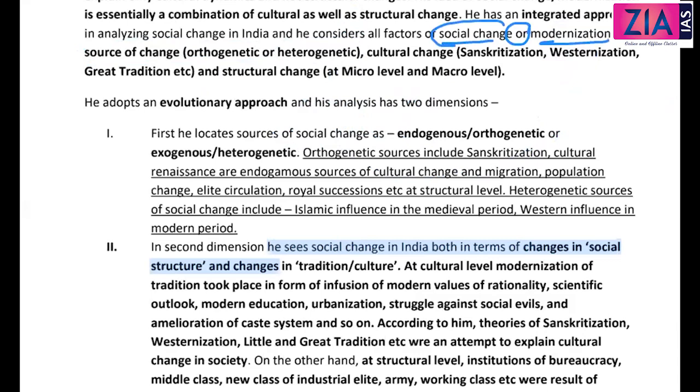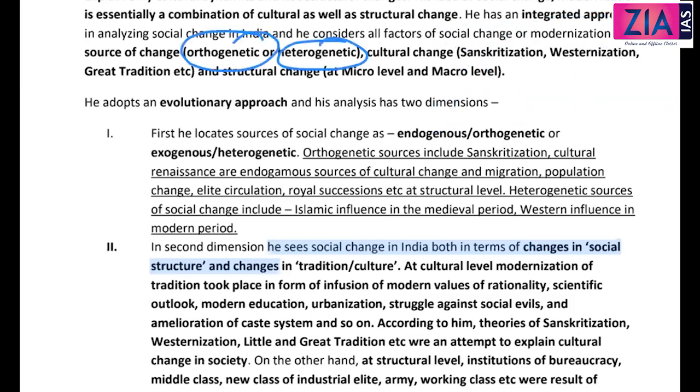So social change and modernization are not the same. Social change can be not only modern, it can be traditional also. Islam brought social change, but again, a kind of traditional setup only. But when it comes to British, social change is there and modernization also there. So if the question is about social change, I have to talk about both Islam as well as British. If the question is about modernization, I only talk about British as the heterogenetic factor.